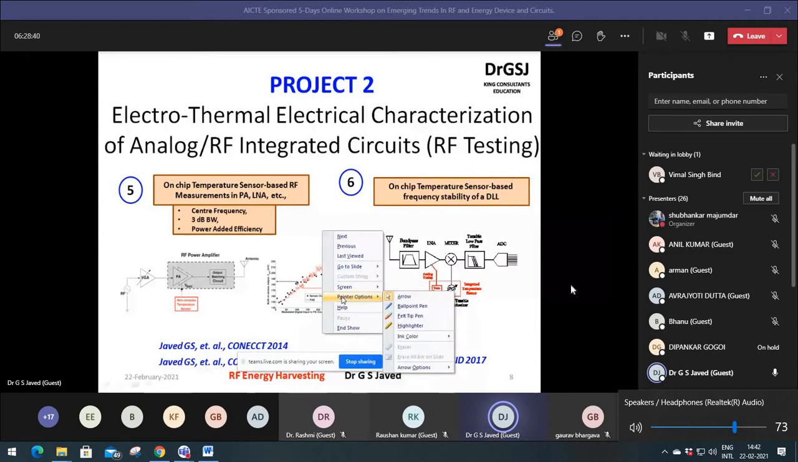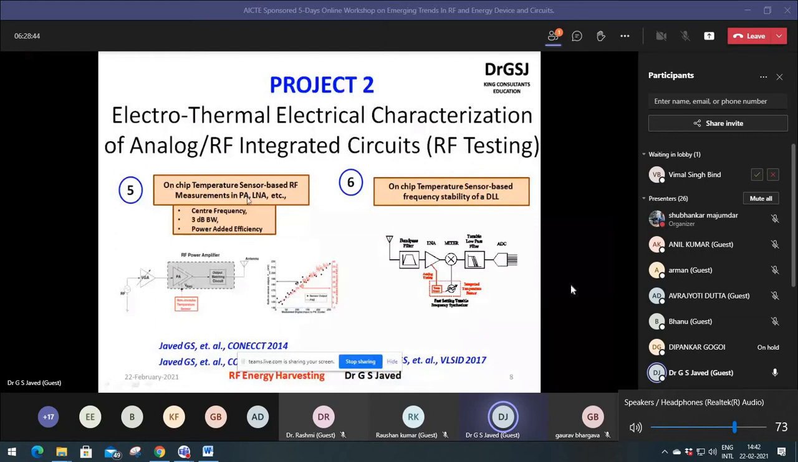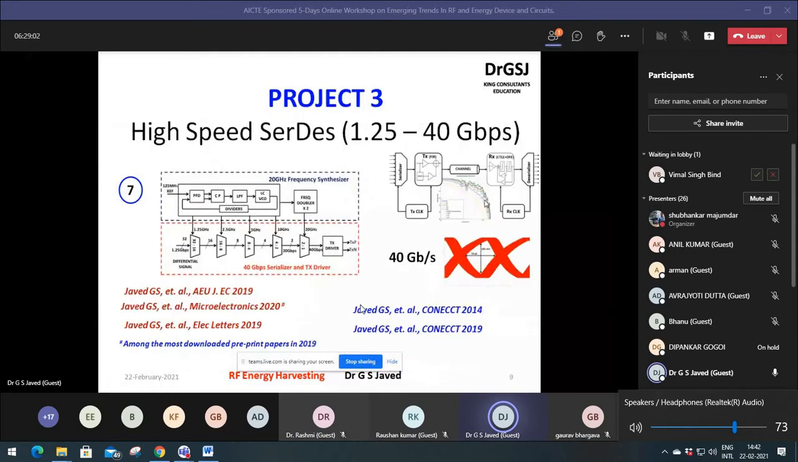Next, we had on-chip temperature measurements done for power amplifiers and LNAs, where we were able to identify the center frequency, 3 dB bandwidth, and power added efficiency, or PAE. We could also do frequency stability based analysis for a DLL. This was most beneficial as a BIST, an RF BIST application, or built-in self-test.